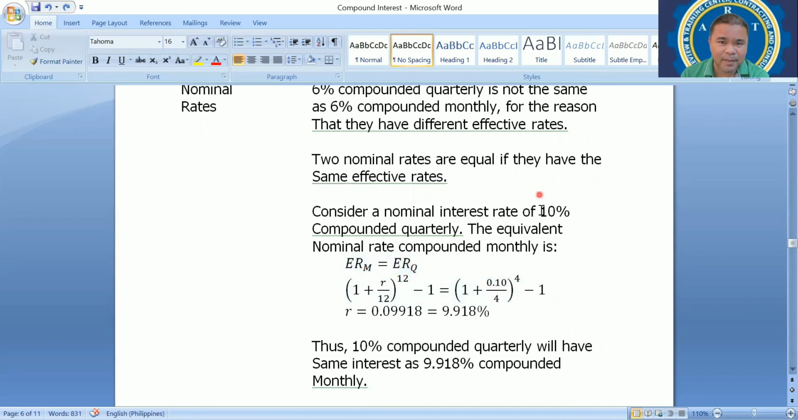So we have the 10% for the quarterly. So 1 plus R, this is the nominal rate of interest of the monthly. That is the required of the problem. So if we can get this R, the ER monthly is equal to ER quarterly. You understand? Okay. So you must know this equation: ER monthly is equal to ER quarterly.